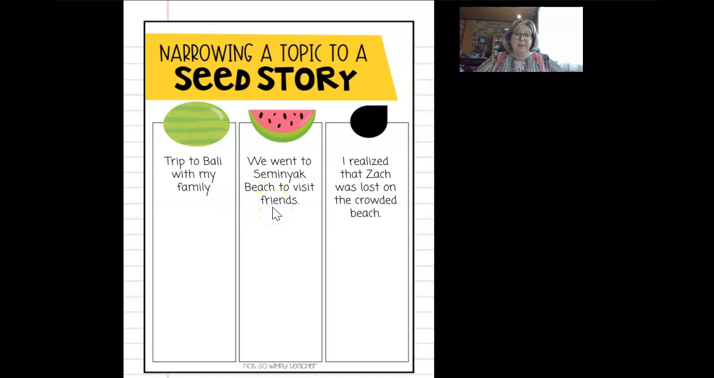we went to Seminyak Beach when we were in Bali to visit my friends. Now, if I were to take that slice and just pull out a tiny part of that trip to Seminyak Beach, then it was the very moment that I realized that Zach was lost on the crowded beach. That would be an example of a seed story, and that is what I'm going to choose to write about.